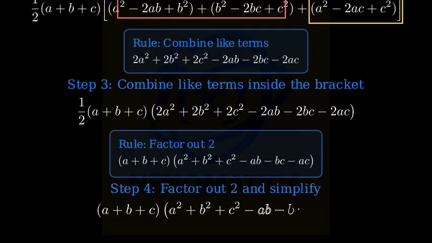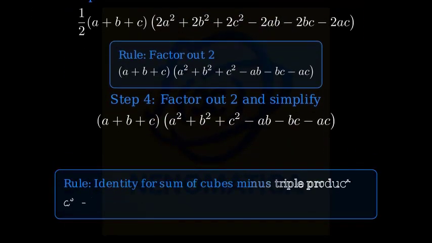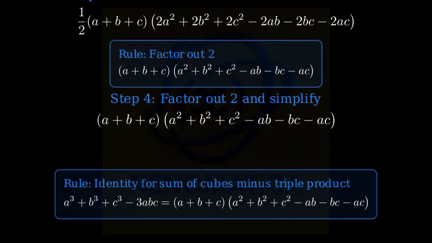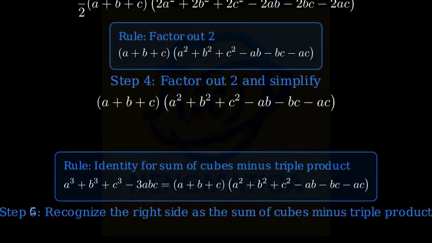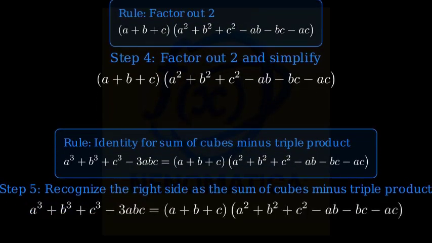Step 5. Recognize the identity. We recall that a cubed plus b cubed plus c cubed minus 3abc equals (a plus b plus c) times (a squared plus b squared plus c squared minus ab minus bc minus ac). So our expression matches that right-hand side exactly. Therefore, the original left-hand side equals a cubed plus b cubed plus c cubed minus 3abc. We have proven the identity.